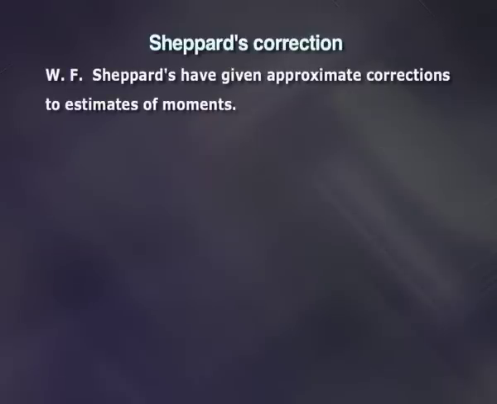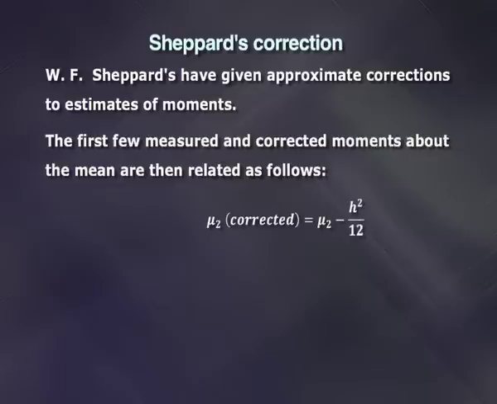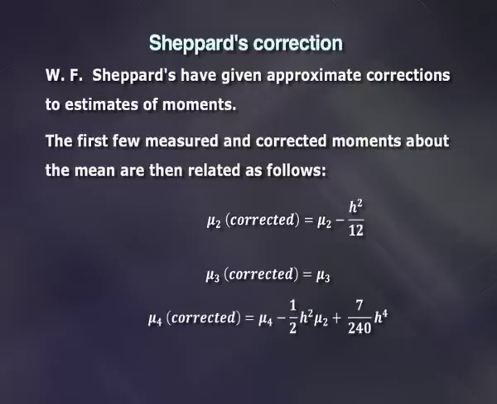W. F. Sheppard has given an approximate correction to estimate moments. The first few measured and corrected moments about the mean are related as follows. Mu 2 corrected is equal to mu 2 minus h square upon 12. Mu 3 corrected is the same, equal to mu 3. Mu 4 corrected is equal to mu 4 minus half h square multiplied by mu 2 plus 7 upon 240 h raised to 4, where h is the class interval.